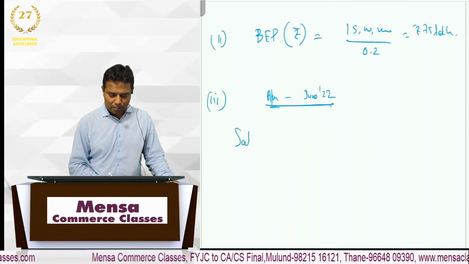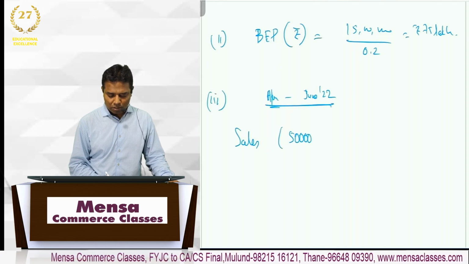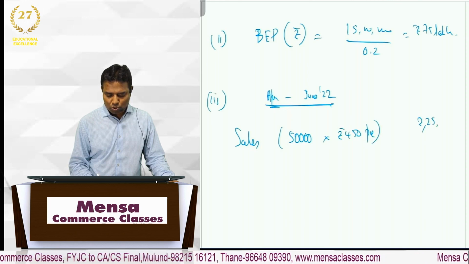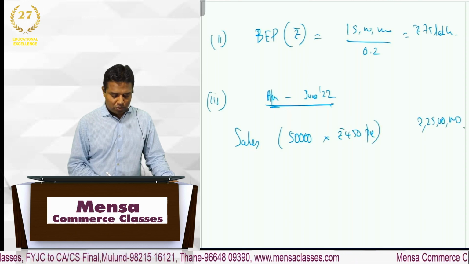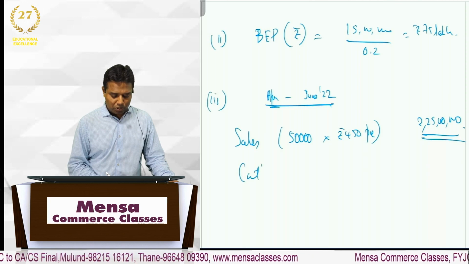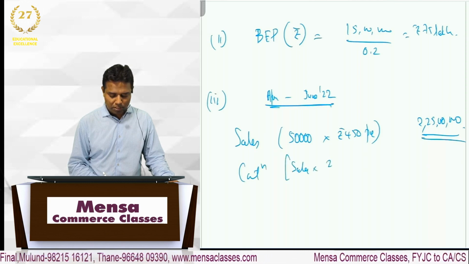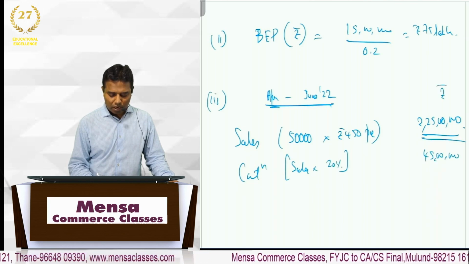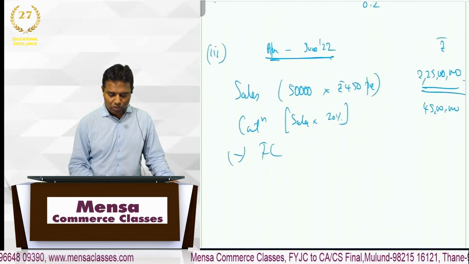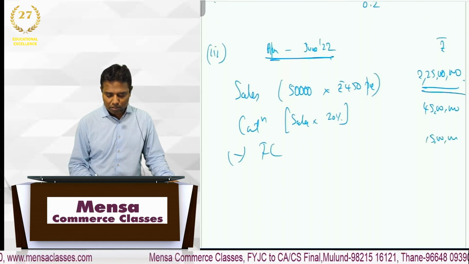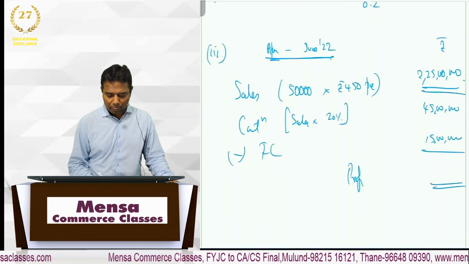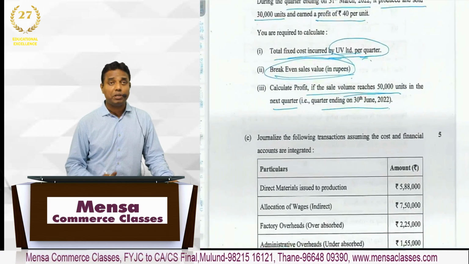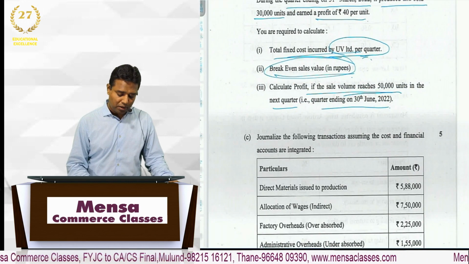So your sales will be 50,000 into rupees 450 was the selling price per unit. That is 2,25 lakhs. So you'll have your contribution, which is sales into 20%. That will be 45 lakhs. Less the fixed cost. The fixed cost is 15 lakhs. So profit will be 30 lakhs. That finishes your sub question number B.